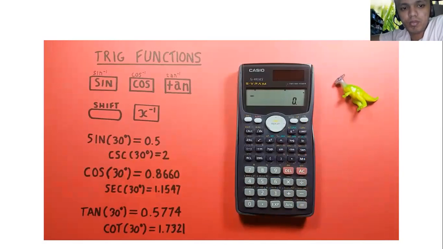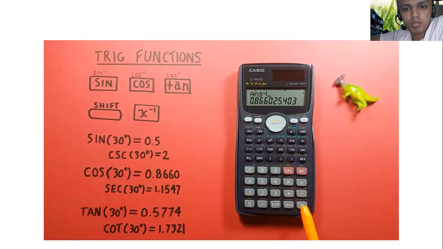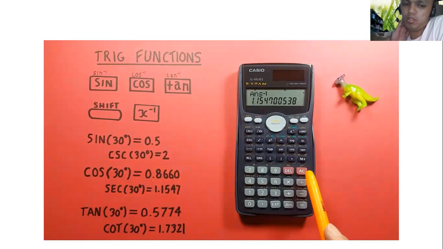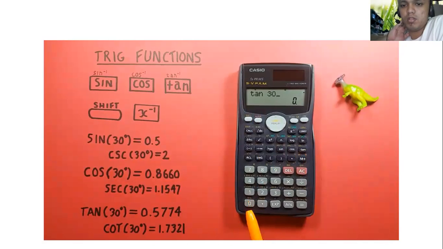Secant, same thing, but done with cos. So if we go cos 30 equals, and then inverse that, equals, we get a secant of 1.1547, etc. And with tangent, tan of 30 equals, inverse that to get our cotangent, which is 1.7321, etc.